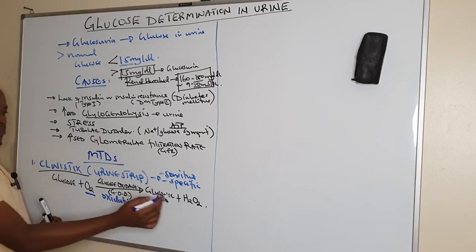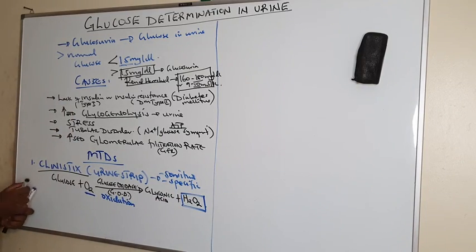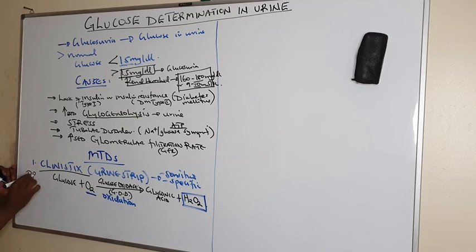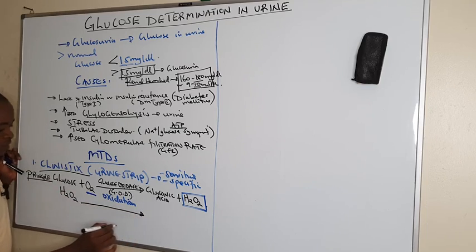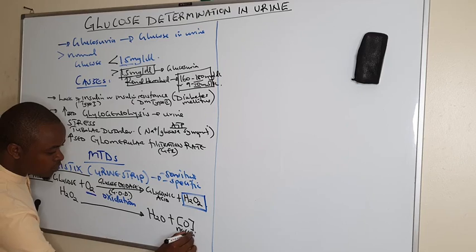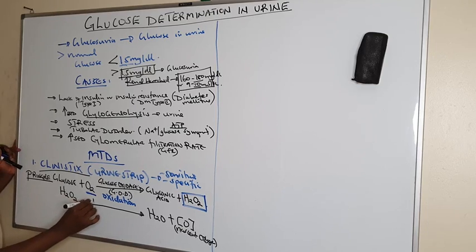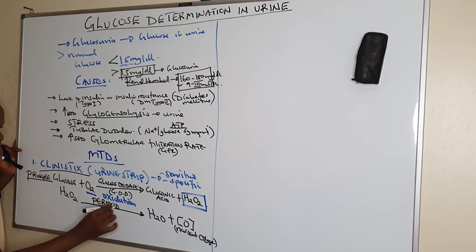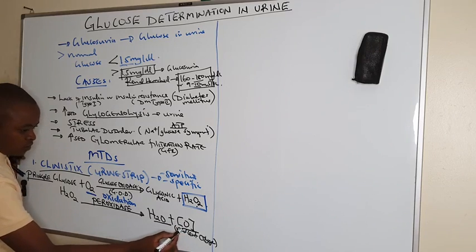After producing gluconic acid and hydrogen peroxide, catalyzed by glucose oxidase, we are interested in the hydrogen peroxide formed. This is the principle. The hydrogen peroxide formed, we can convert it to water and nascent oxygen. This is catalyzed by an enzyme known as peroxidase. So the peroxidase enzyme catalyzes the breakdown of the hydrogen peroxide to form water and nascent oxygen.